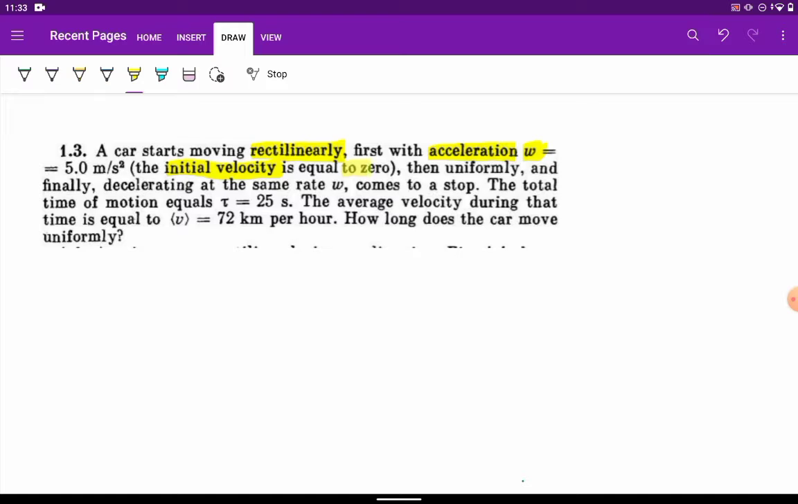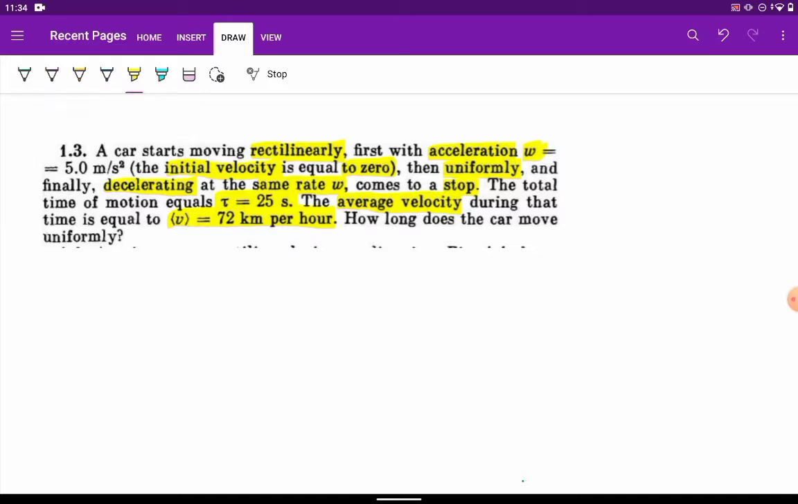Initial velocity is 0, so initial state values are given. Then the car travels uniformly with uniform velocity, and finally decelerating, which is the opposite, negative acceleration basically, at the same rate w. So if deceleration is w, acceleration is minus w. Then it comes to a stop where the velocity becomes 0. The total time of motion equals tau, 25 seconds, is the total time taken. It's represented by tau. The average velocity, which is the total displacement by the time taken, is represented by this v.